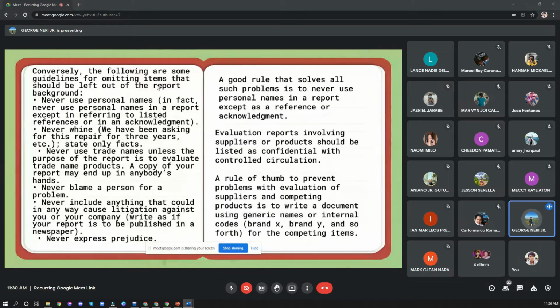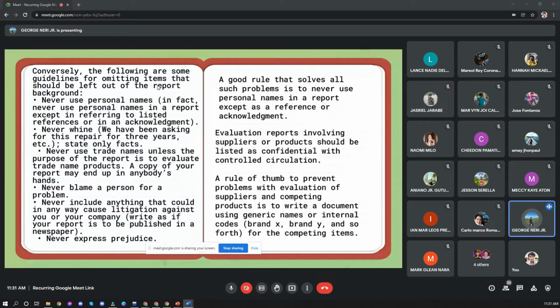So never blame a person for a problem. The next is never include anything that could in any way cause litigation against you or your company, and write as if your report is to be published in a newspaper. Then next, a good rule that solves all such problems is to never use personal names in a report except in a reference or acknowledgement.